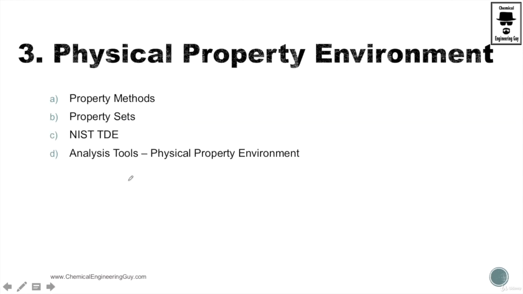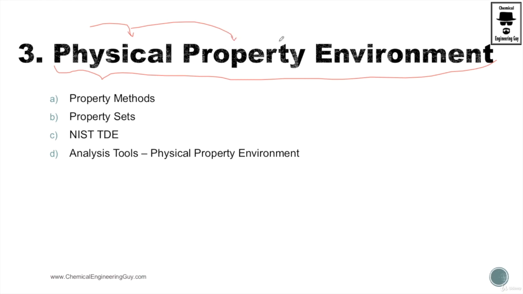Now we continue with section number 3, physical property environment. You've seen previously in the basic course, we covered the physical property environment very little because this is much more into thermodynamics and transport properties and so on. We're going to cover more on what a method is, how to select the method, more on property sets, and how to select the relevant variables we want to use for our analysis.